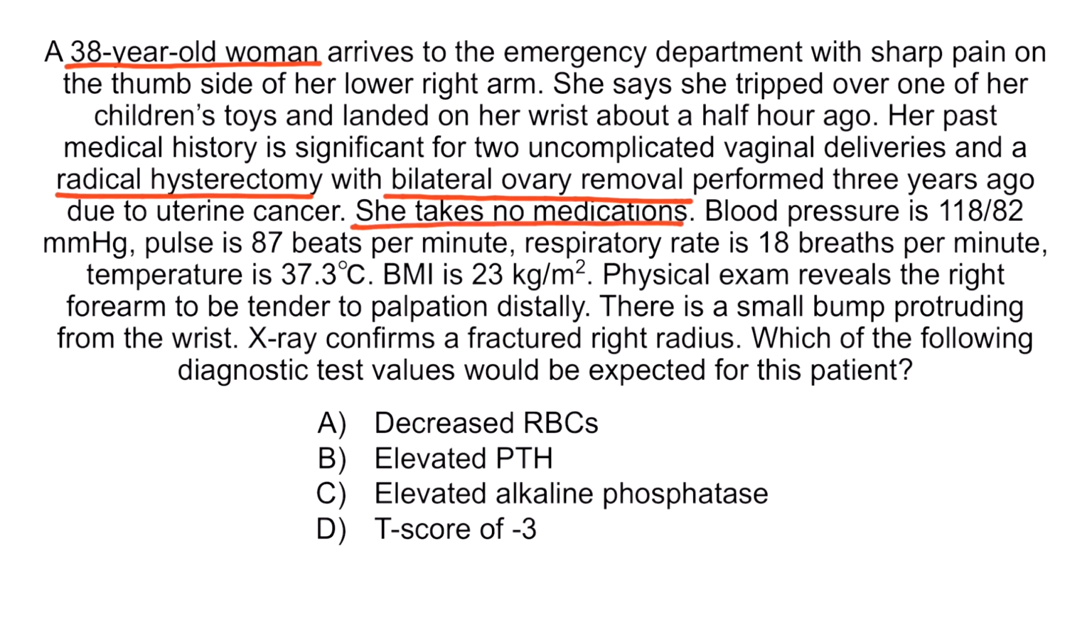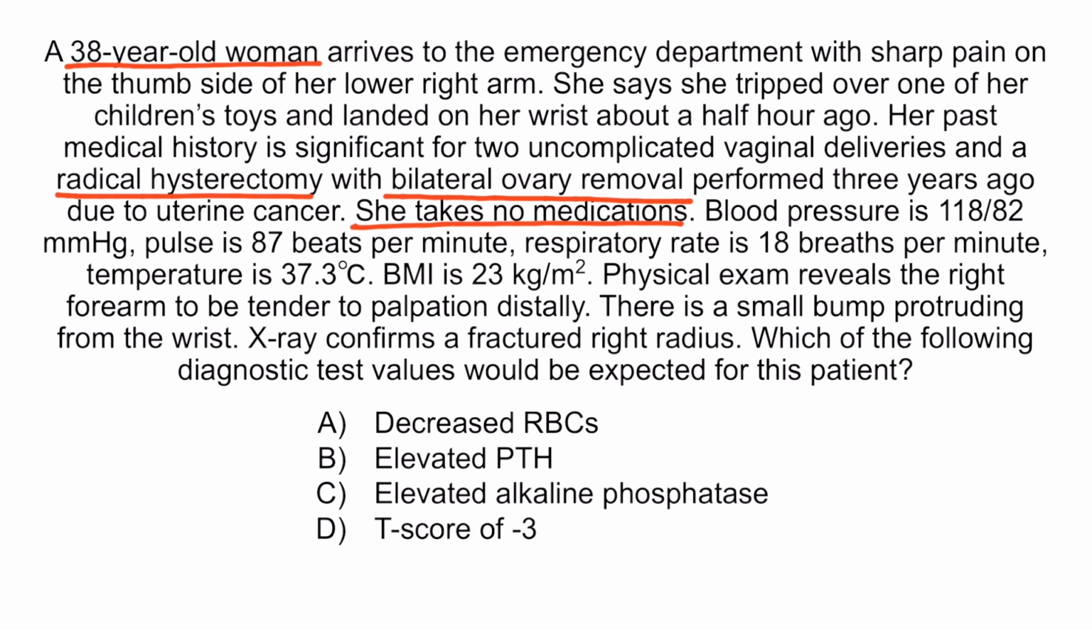She takes no medications. Blood pressure is 118/82, pulse is 87 beats per minute, respiratory rate is 18 breaths per minute, and temperature is 37.3 degrees Celsius. BMI is 23. Physical exam reveals the right forearm to be tender to palpation distally. There's a small bump protruding from the wrist. X-ray confirms a fractured right radius. Which of the following diagnostic test values would be expected for this patient?